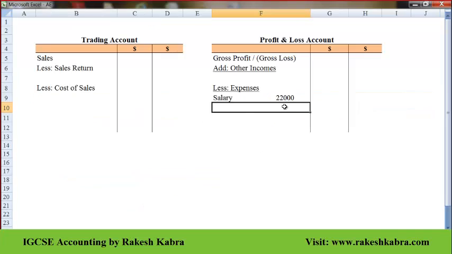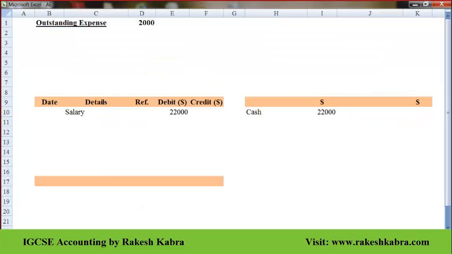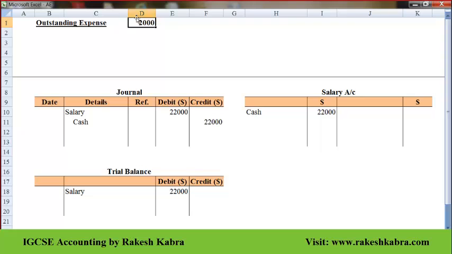P&L account will not accept this figure 22,000. That's why I need to record this 2000. This is last month's salary, which is not paid by me, so I need to pass the adjustment entry. So see what adjustment entry I will pass. This 2000 is salary for the last month.